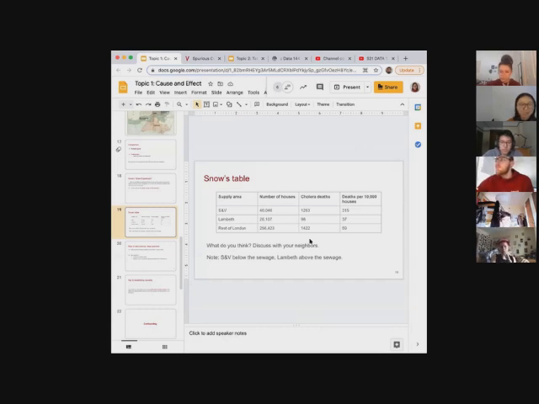Yeah, so we looked at it. Even though Lambeth has a smaller number of houses in total, the number of deaths per 10,000 is significantly lower than SMV. And also, if you look at the rest of London, that's also larger, with a larger number of houses, but it makes sense that if you're farther from the sewage, you're going to have fewer deaths.